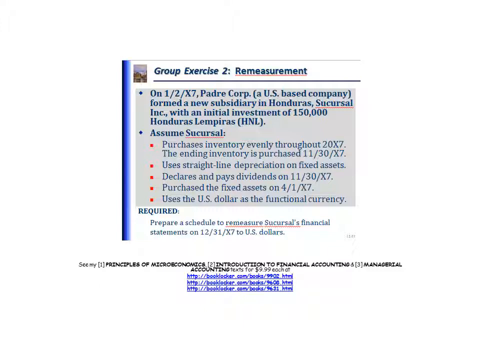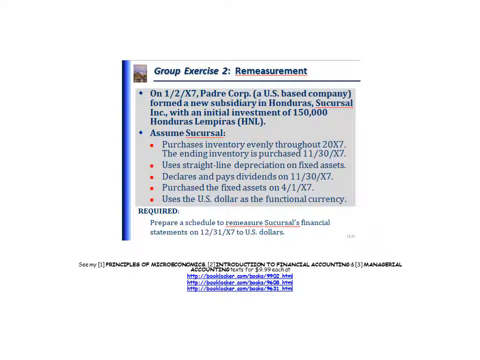This is out of a textbook I like to use for my advanced financial accounting course. On January 2, Padre Corporation, a U.S.-based company, formed a new subsidiary in Honduras, Sucursal Inc., with an initial investment of 150,000 Honduras lempiras. Assume that that firm purchased inventory evenly throughout the year. Ending inventory was purchased on November 30th. They use straight line depreciation. They declare and pay dividends on November 30th, the same date for both declaration and payment. Purchase fixed assets on April 1st. They use the US dollar.